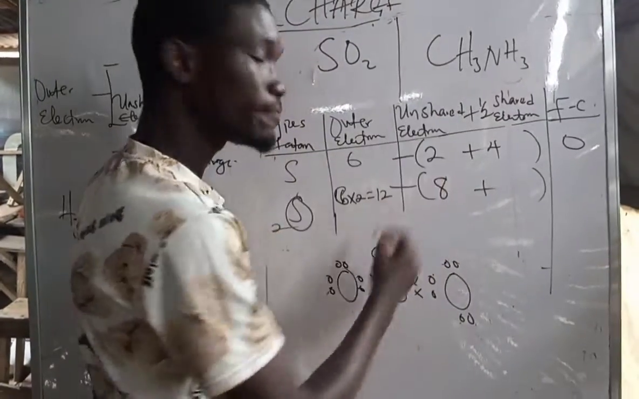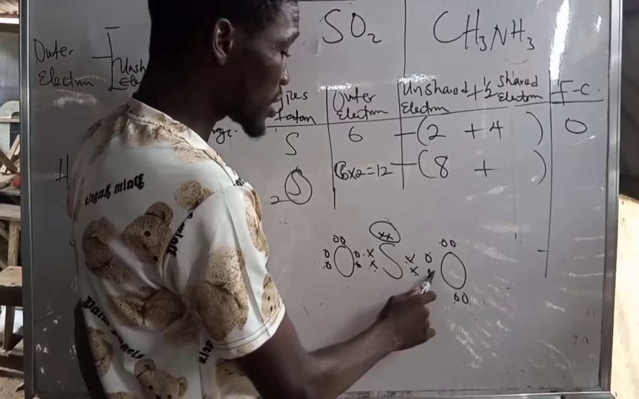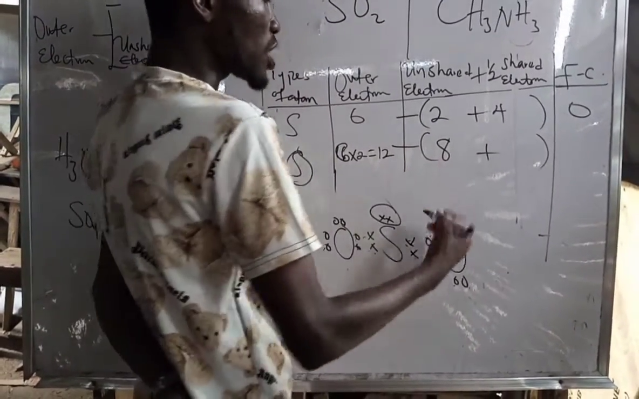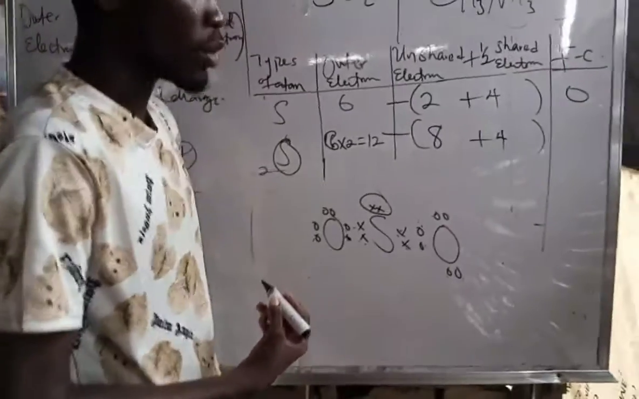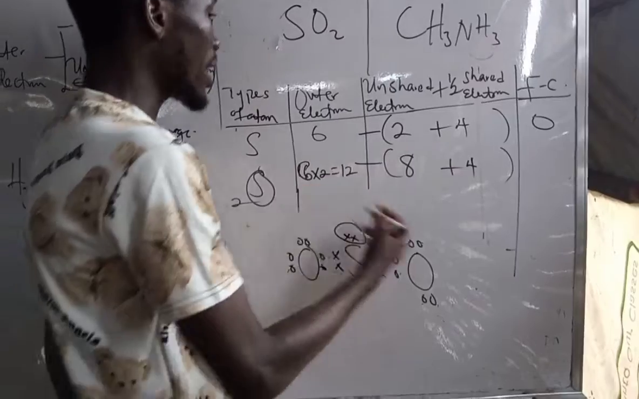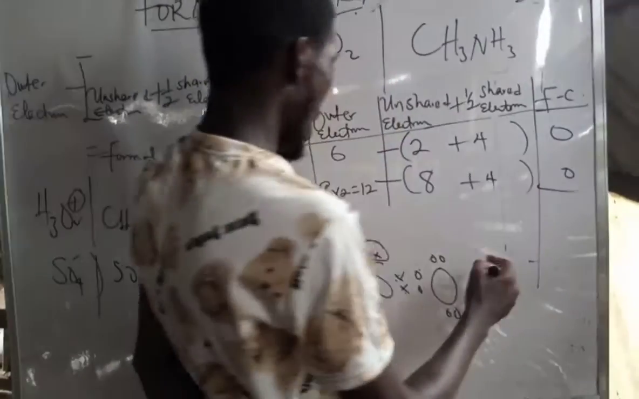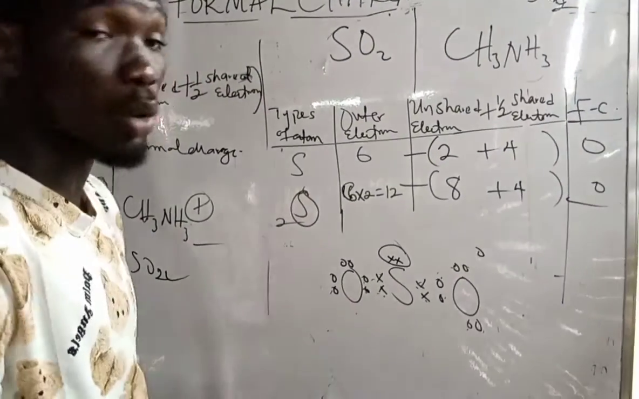So now for oxygen, unshared, 1, 2, 3, 4, 5, 6, 7, 8. We have 8 here. Then shared 1, 2, 3, 4, 5, 6, 7, 8. Are you with me now? So half of 8 will give us what? 4. 8 plus 4 will give you what? 12. 12 minus 12 we have what? 0. So the SO2 charge is what? We have 0 here.